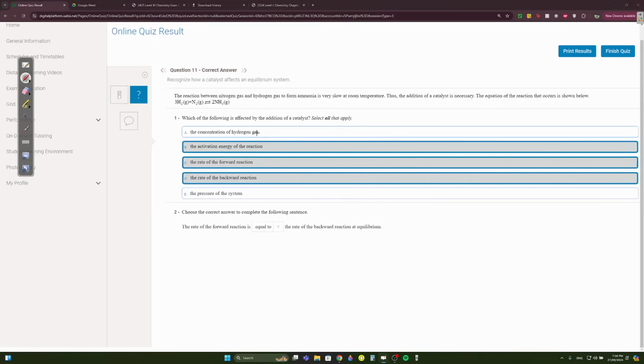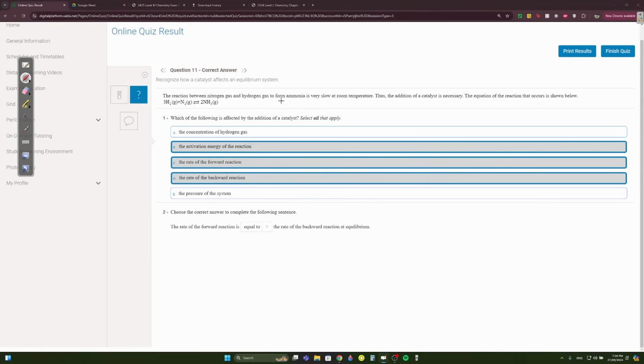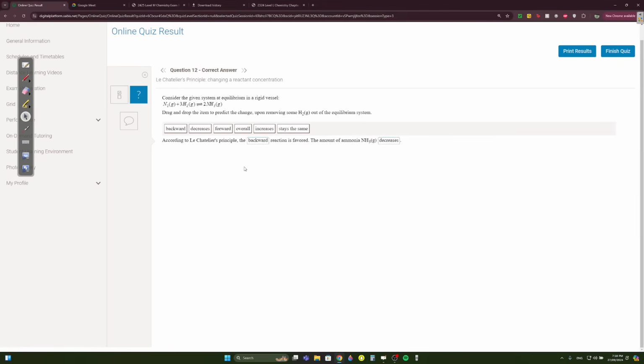11. The reaction between nitrogen and hydrogen to form ammonia is very slow at room temperature. That's why they heat it up. The addition of a catalyst is necessary. The equation of the reaction is shown below. Which of the following happens when you add a catalyst? Do any of the concentrations change? No, not the concentration, not the pressure. Only the rates of the forward and backward are altered, as well as the activation energy. These are the only three things that the catalyst affects. Surely at equilibrium the rate of the forward and backward is equal.